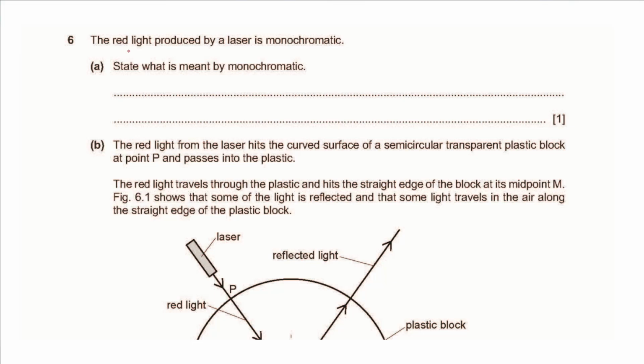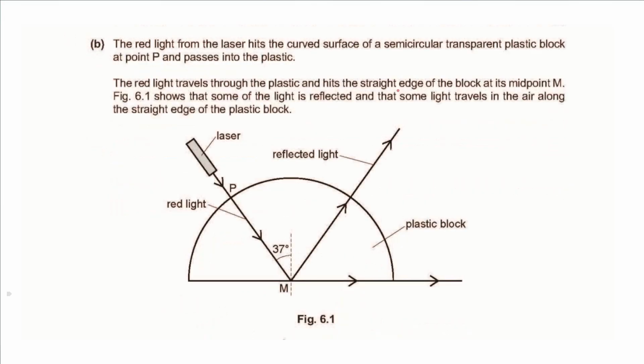Question 6 says the red light produced by a laser is monochromatic. State what is meant by monochromatic. It is light of a single frequency or single wavelength. Part B says a red light from the laser hits the curved surface of a semicircular transparent plastic block at point B and passes into the plastic. The red light travels through the plastic and hits the straight edge of the block at its midpoint M. Figure 6.1 shows that some of the light is reflected and some of the light travels in the air along the straight edge of the plastic block.